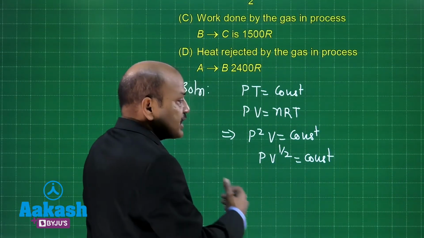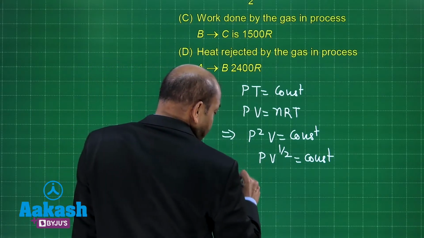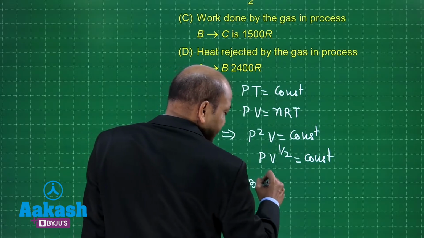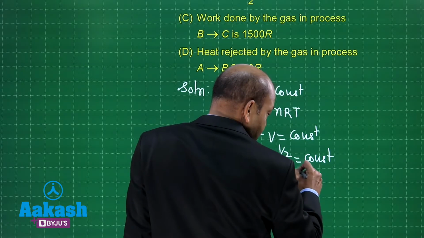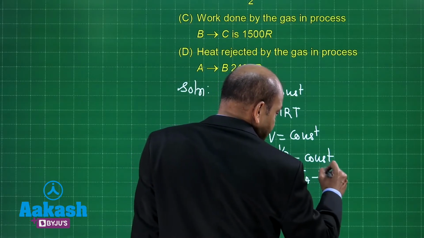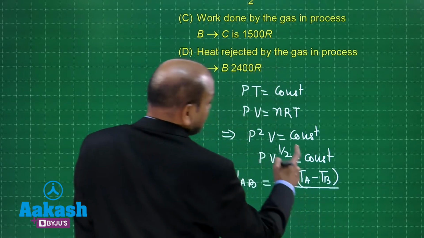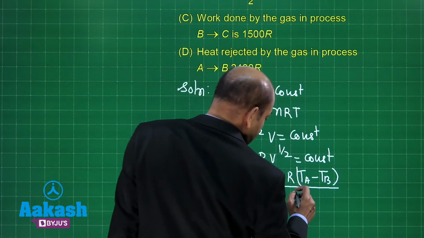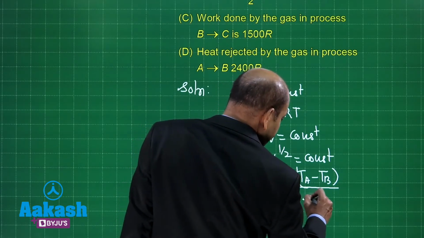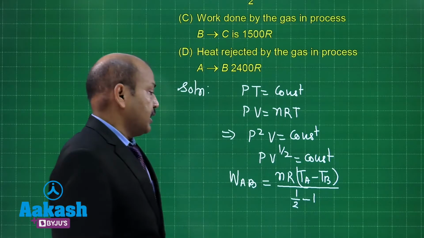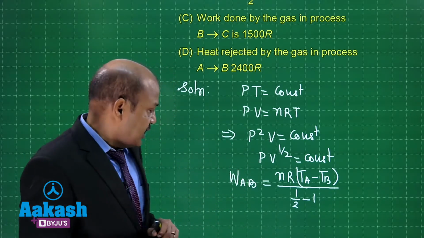Now what is the work done by the gas in this process? Work done by the gas in the process is given as nR times TA minus TB divided by this constant, 1 by 2 minus 1. This is as far as the work done by the gas is concerned.